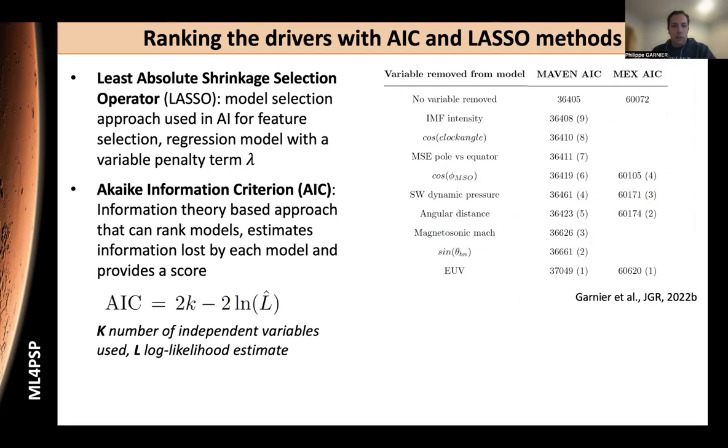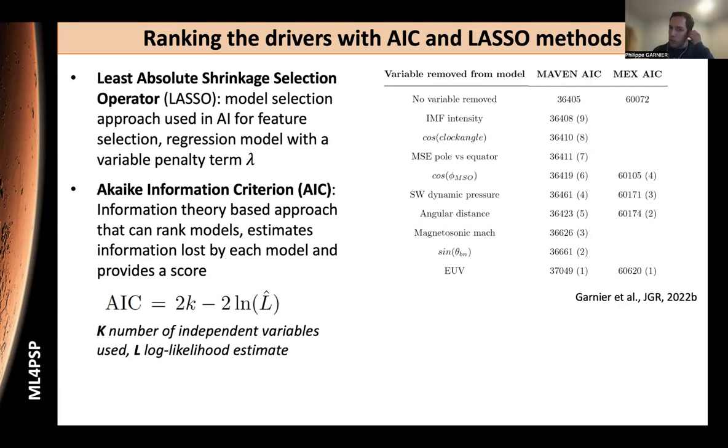And then I used what is called the Akaike information criterion method. It's an information theory-based approach that is dedicated to rank models, actually. And how does it do, actually? It estimates the amount of information that is lost by a model compared to another one, or compared to a dataset. And this provides a score that is given here, and that depends also on the number of variables to avoid, again, overfitting in this case.